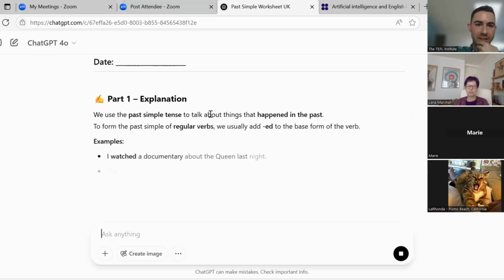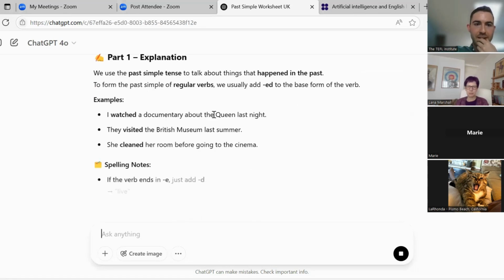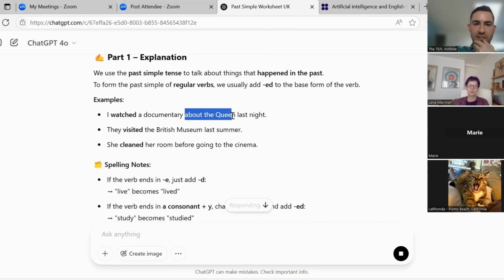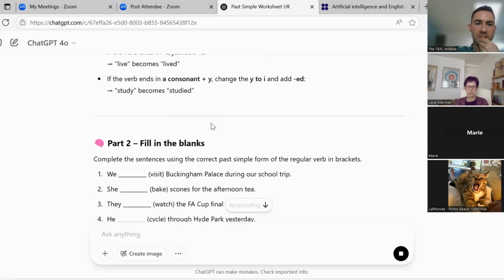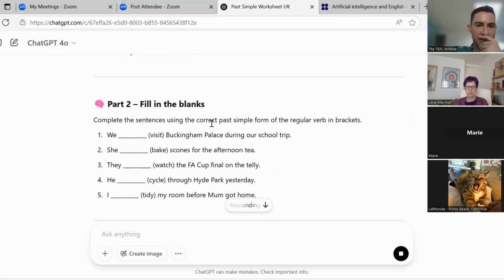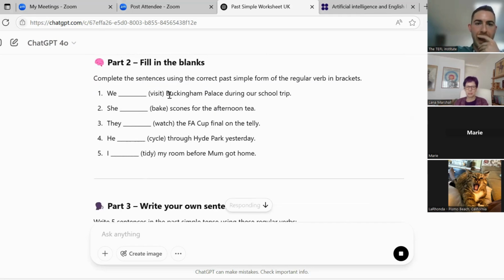So here, for example, it generates the worksheet automatically. We can see from the examples here that they are very much relevant to the United Kingdom, about the Queen, British Museum. You will notice spellings are British English spellings, Buckingham Palace, FA Cup, and so on. So we can actually adapt it to the variety of English that we are teaching our learners.